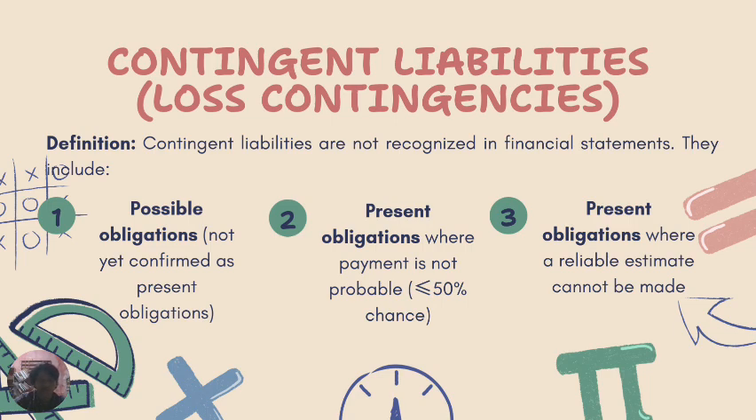Third, a present obligation where a reliable estimate cannot be made. So the obligation exists, but the company cannot reasonably estimate the amount. So in short, these are not recorded as a liability yet.